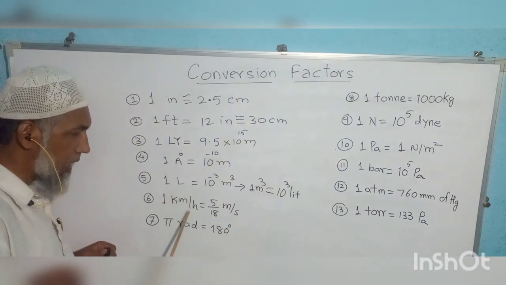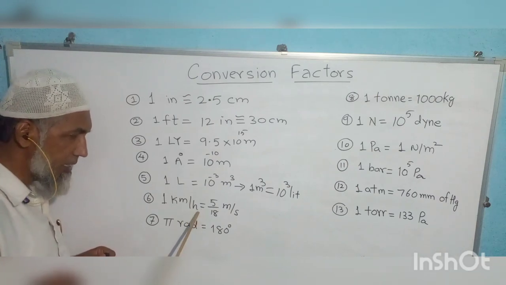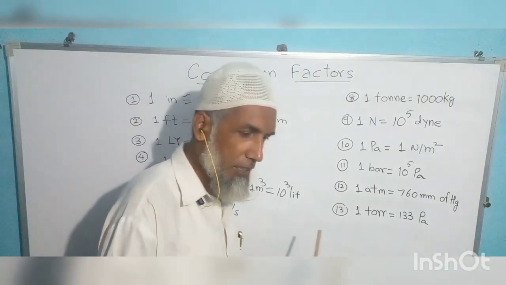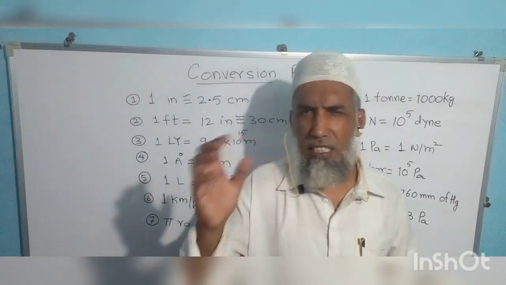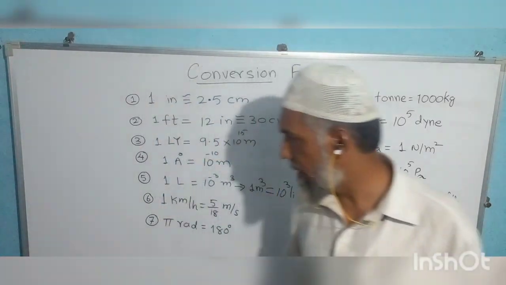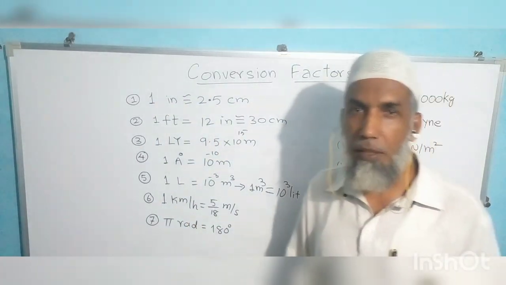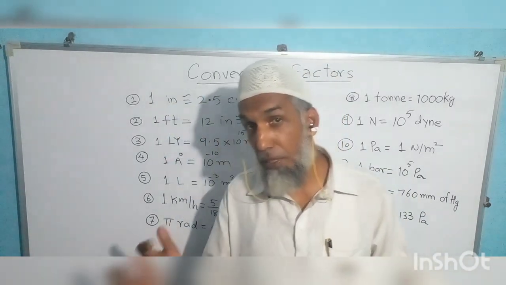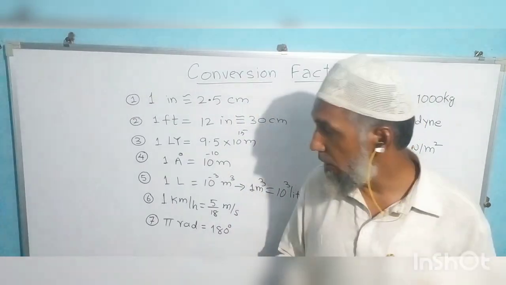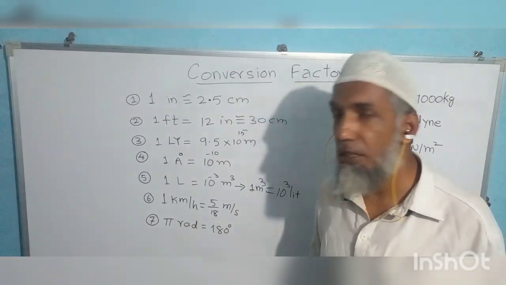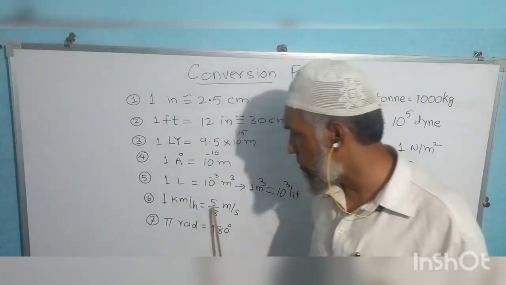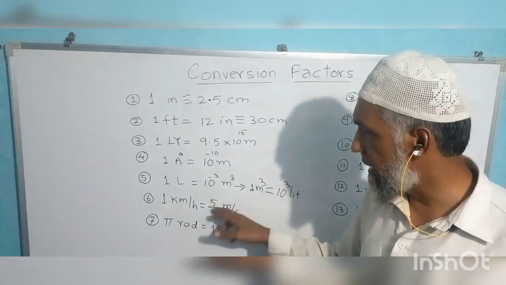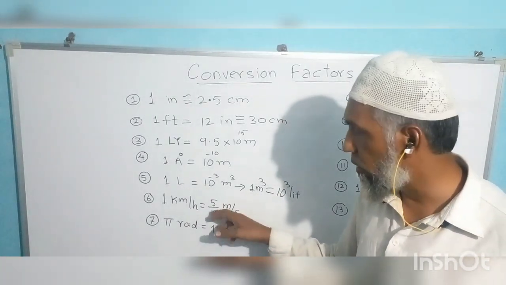1 kilometer per hour is equal to 5 by 18 meter per second. The speed of buses, cars, trains is generally given in the question in terms of kilometer per hour. But the distance traveled, in the options, may be in meters. So you need to convert kilometer per hour into meter per second, and that will come out to be 5 by 18.